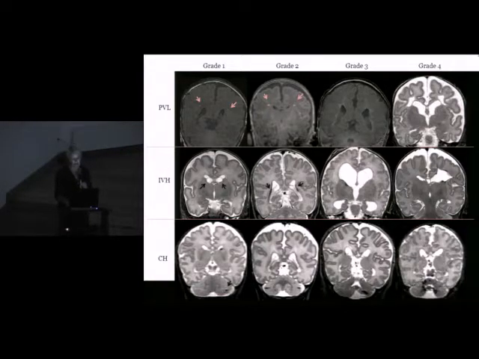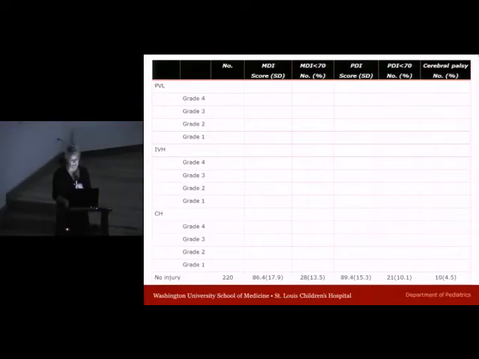We reclassified all 340 infants that we'd previously classified with our old scoring system, looking just at this. Let's just look at injury. These are pretty traditional forms of injury. Let's just see what that does for predicting outcome.